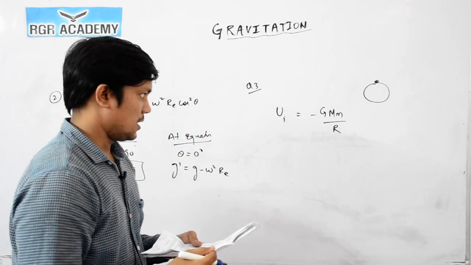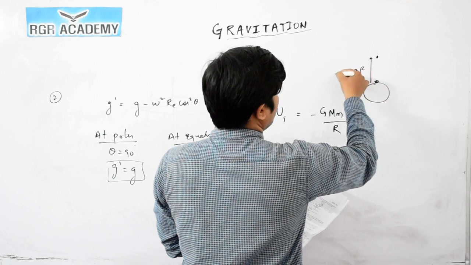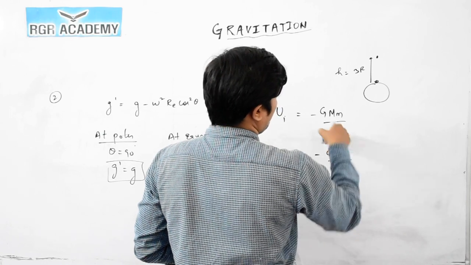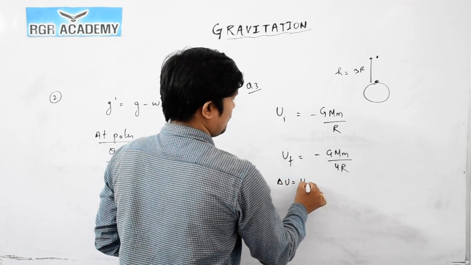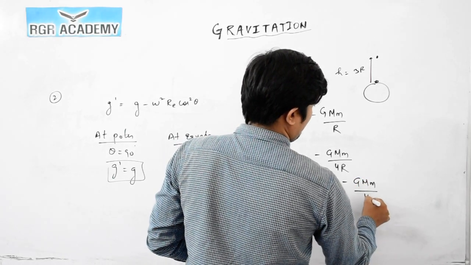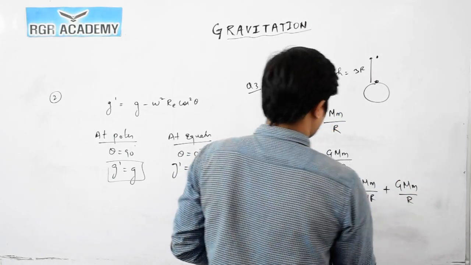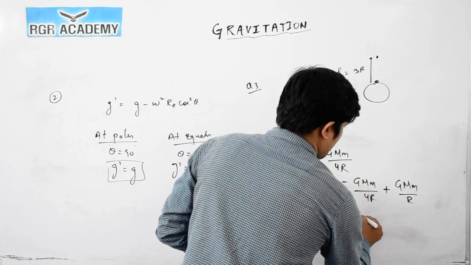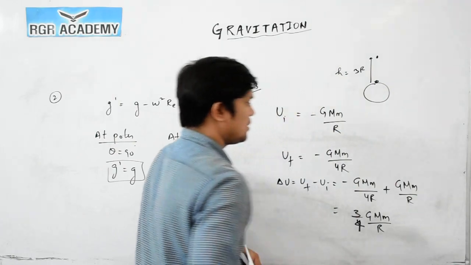Okay. Radius of earth. Now when the particle is taken to the height of 3R, height h is equal to 3R, then U final will be equal to minus G M m by (R plus h). So R plus h is 4R. Clear? So we can write delta U will be equal to U final minus U initial, that is equal to minus G M m by 4R. Now this minus minus will become plus G M m by R. Okay. So it will be equal to 3 by 4 G M m by R.